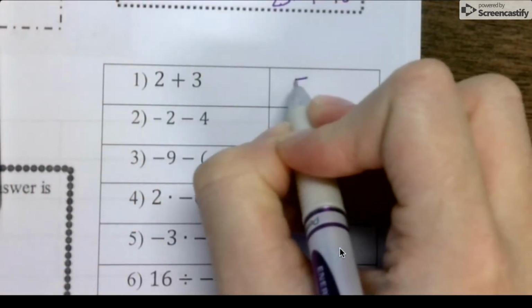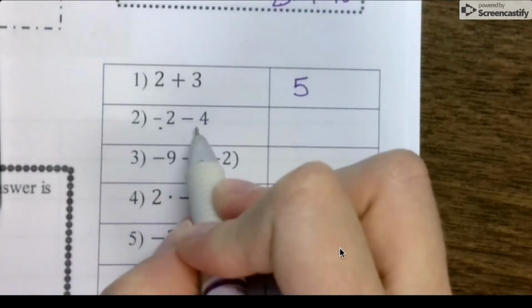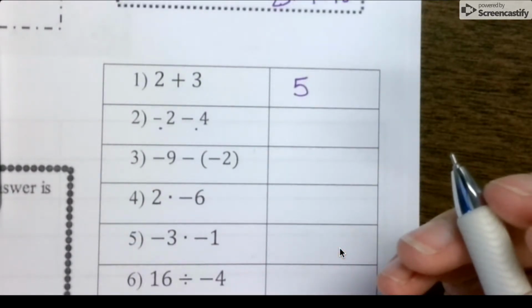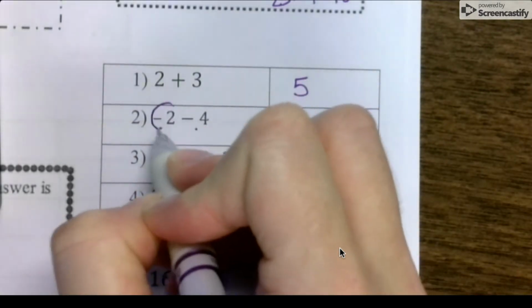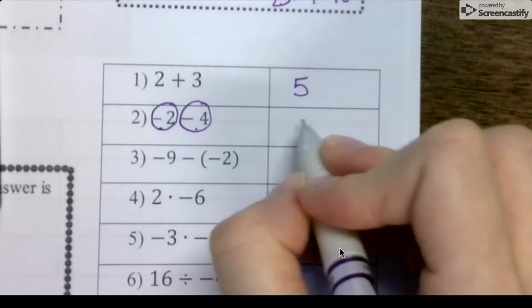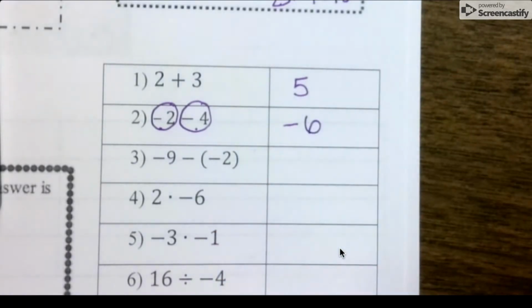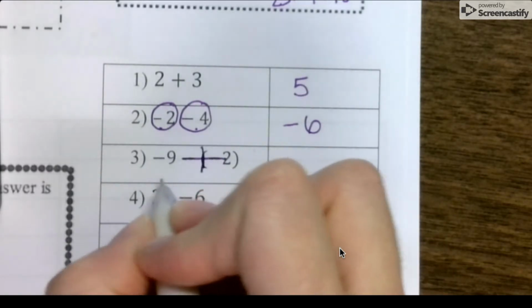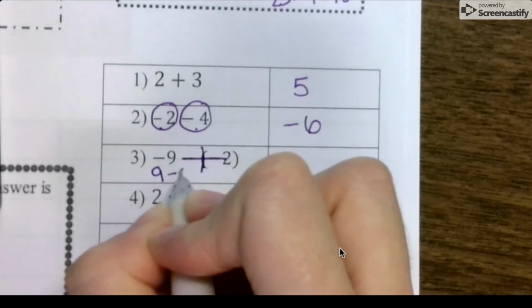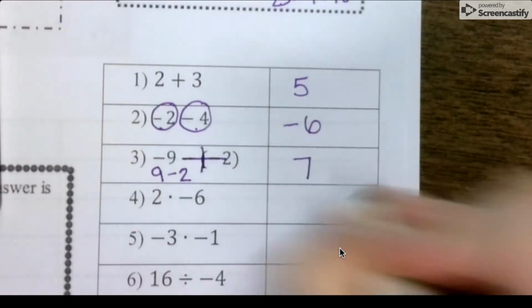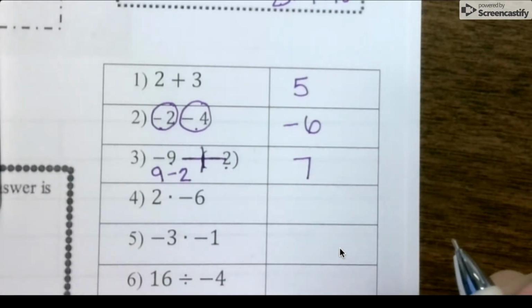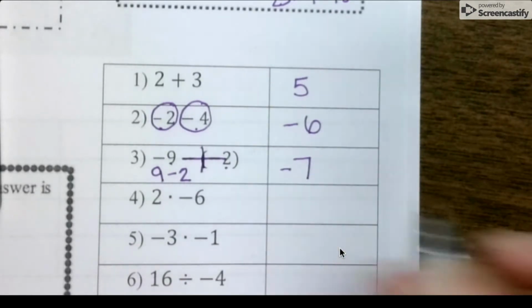So if we're looking at these, 2 plus 3 is 5. Negative 2 minus 4. You're going to tell me that the 4 is positive and the 2 is negative. That is not true. These are both negatives, so you add them together and keep the sign. Change this to a big plus sign. So we have 9 minus 2 because they are different signs. That is 7. Is 9 farther from 0 or is 2 farther from 0? 9. So it is a negative 7.